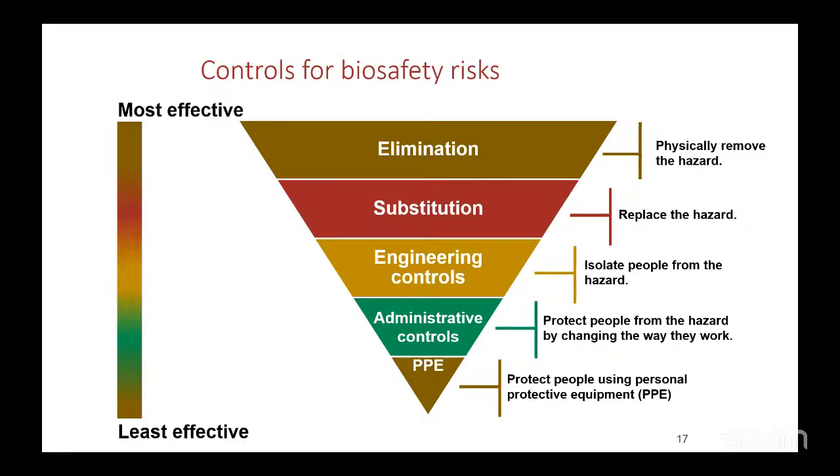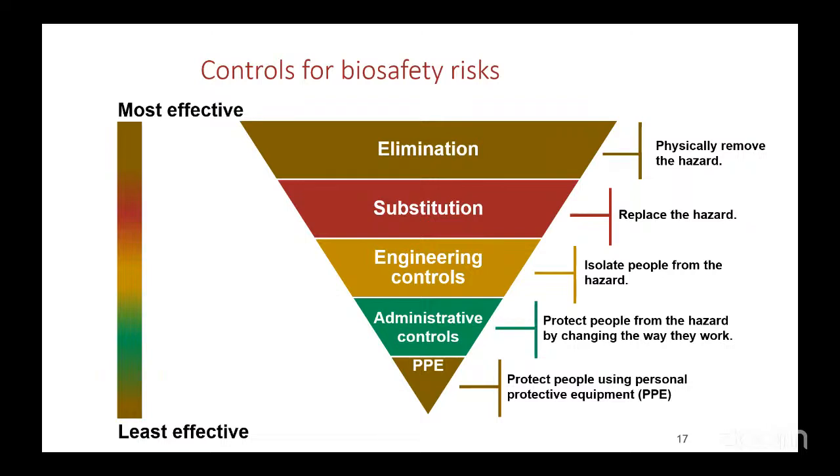All you see up top is the most effective one. The one at the bottom is the least effective one. So, elimination. What does elimination mean? Physically removing the hazard. That is the most effective. So we have elimination, substitution, engineering control, administrative control, and PPE. These are the controls of biosafety risk.